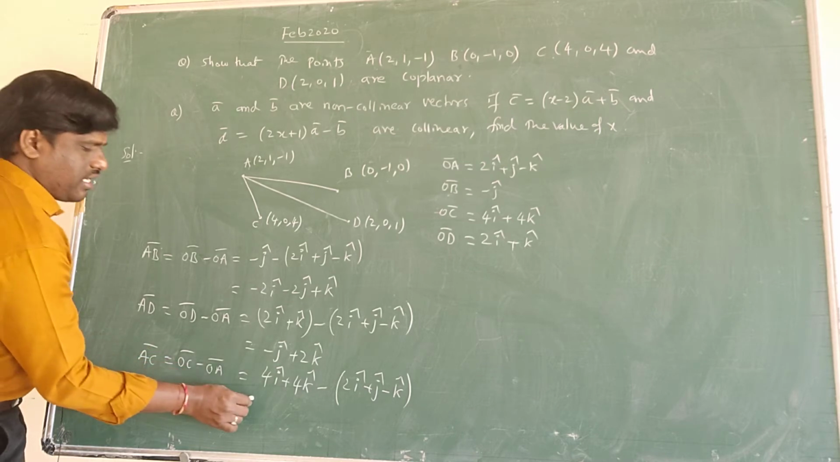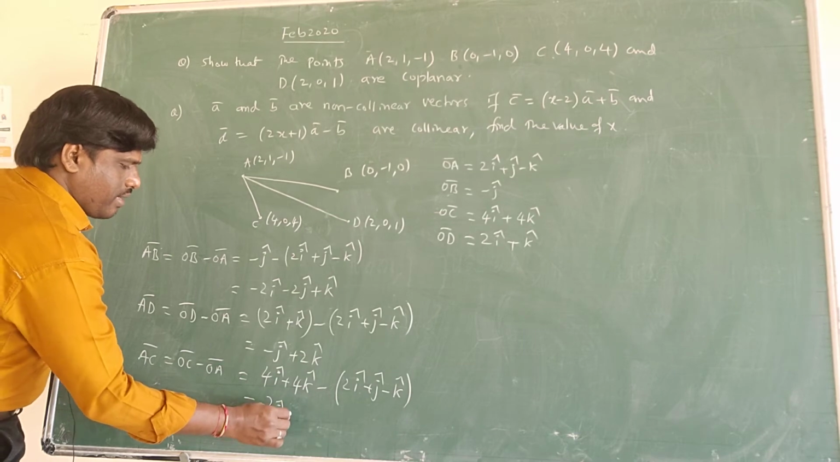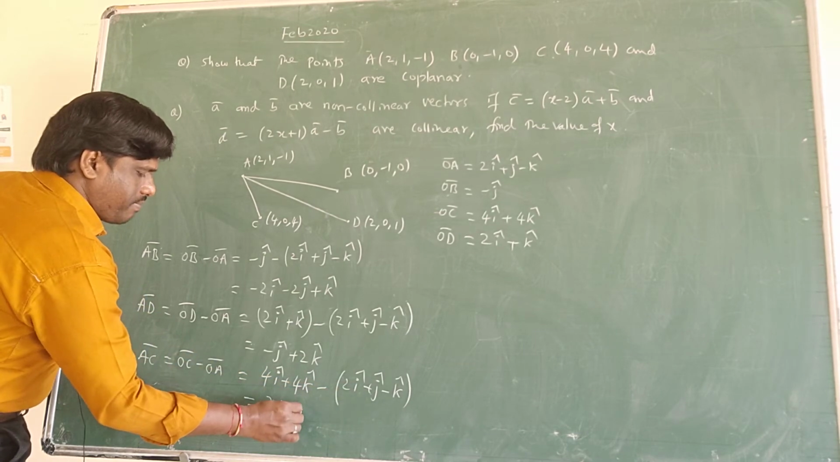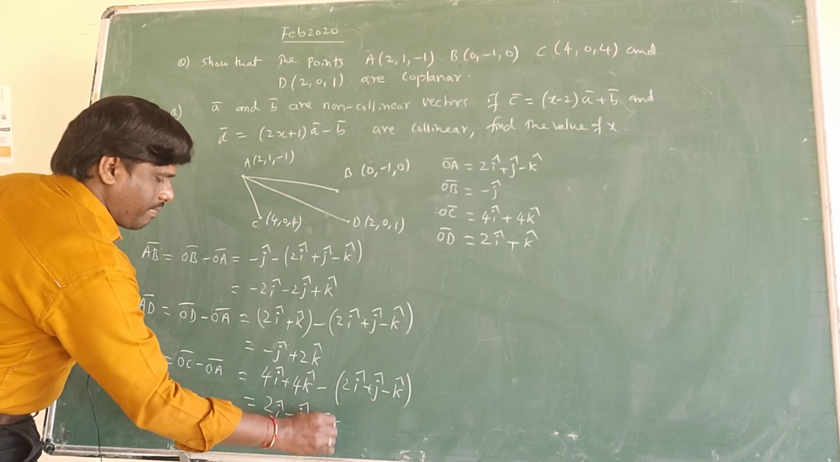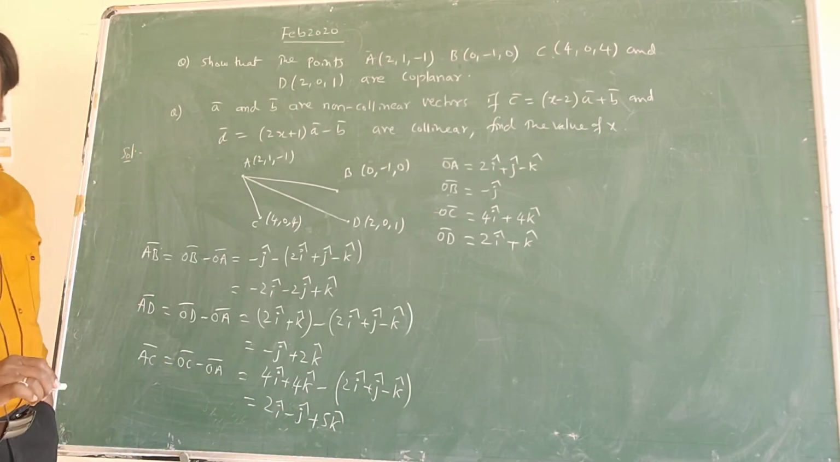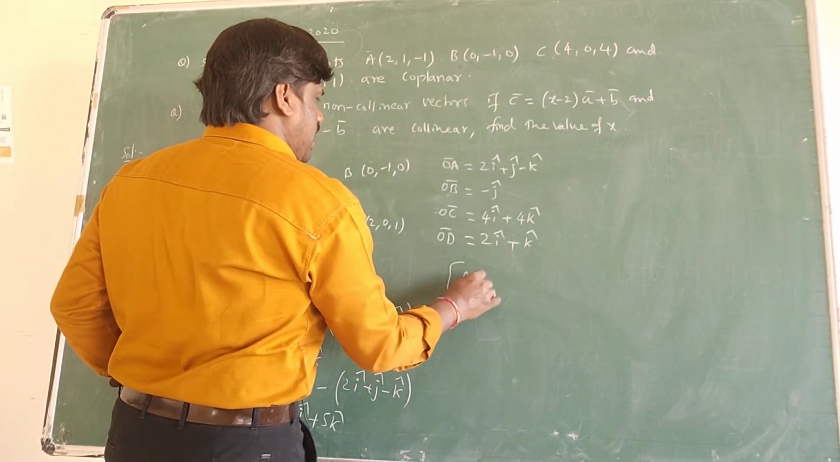You can do it now. 4 minus 2, that is 2i cap, minus j cap, plus 4 plus 1, that is 5 k cap. Now you got the three vectors. So the three vectors should make the box of AB.